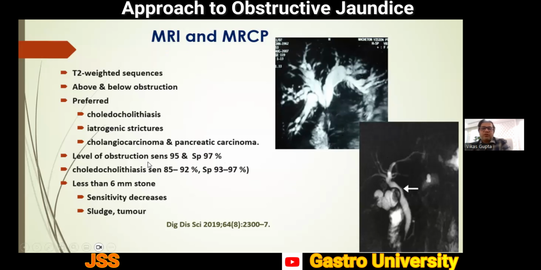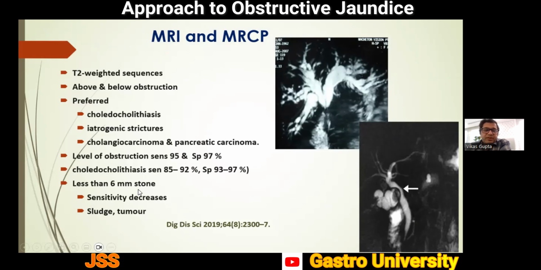And with the use of contrast MRI, this can also be a one-stop solution to evaluate the vessels, as we can see on CT scan. With MRI, the sensitivity and specificity for level of obstruction is as good as 95 to 97%. And for polydocholithiasis, again, it has a good sensitivity and specificity.